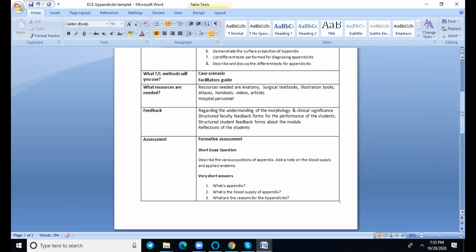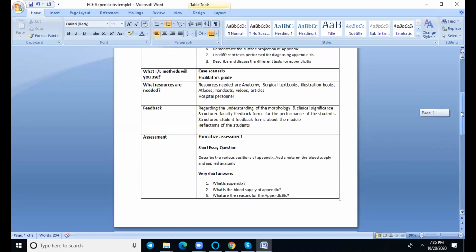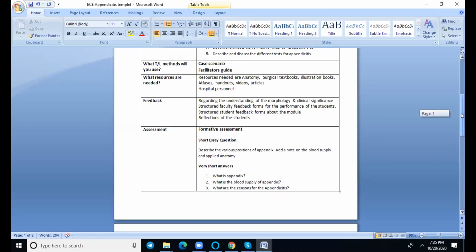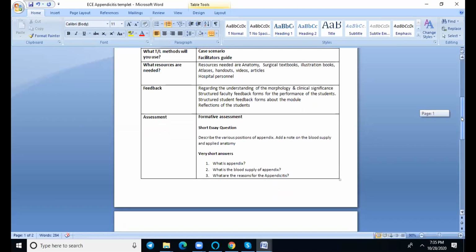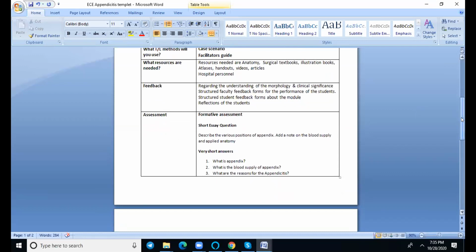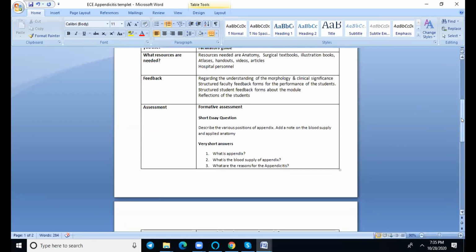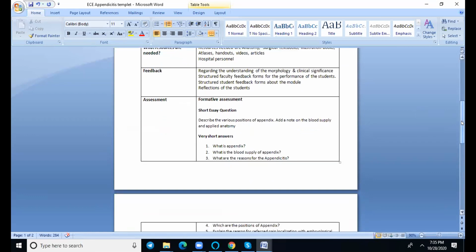The teaching learning method used will be the case scenario, problem-based learning, and if available, facilitator's guide. Resources needed would be the surgical textbook, illustration books, atlases, handouts, videos, articles, and if available, any hospital resource person.